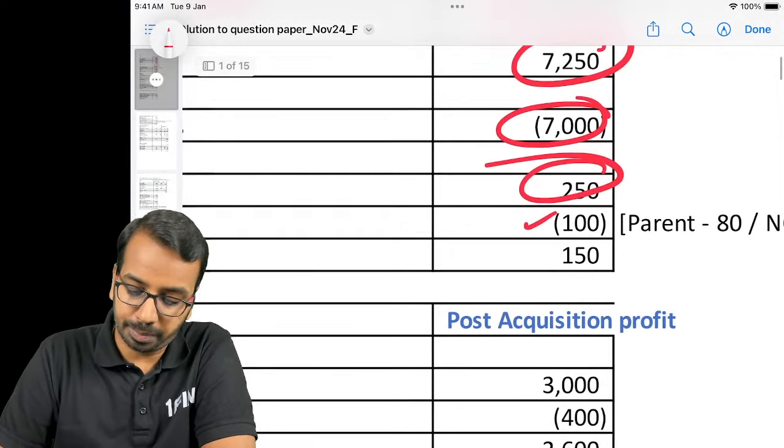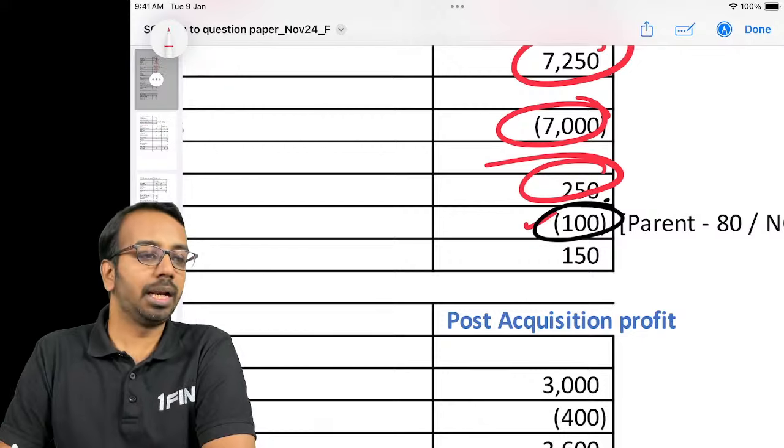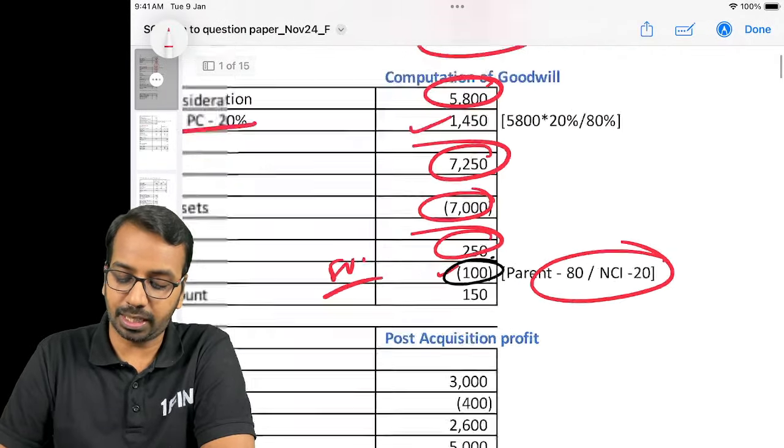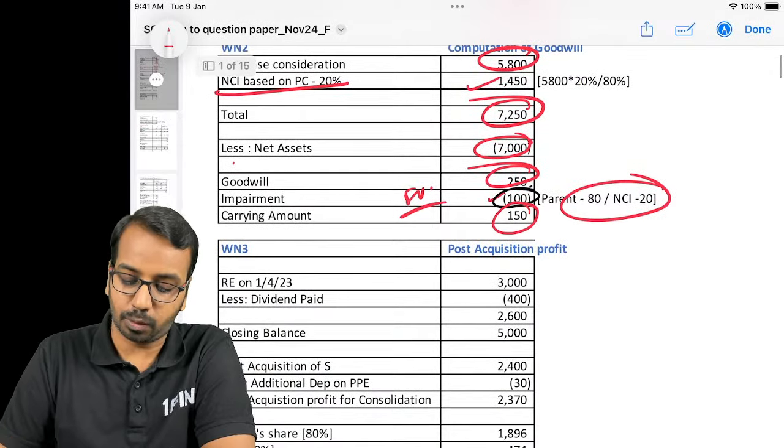Okay, so impairment is 100. Now because the goodwill NCI valuation is based on fair value, this will be borne by both parent as well as NCI in 80/20. Carrying amount of goodwill is 150.